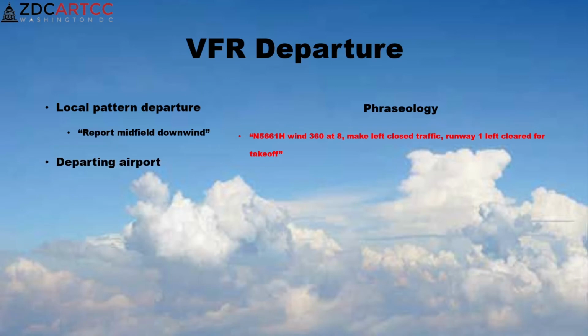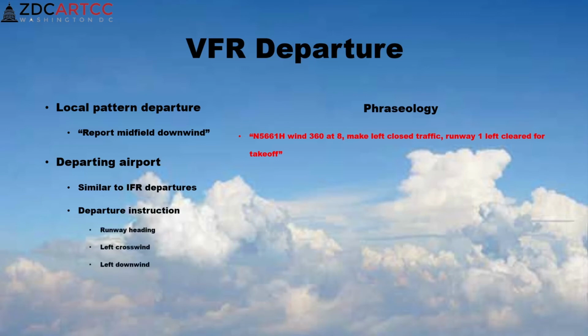If a VFR aircraft is departing the airport and not remaining in the pattern, the phraseology is very similar to IFR departure phraseology. However, you will need to give them a direction of departure. This is how a VFR aircraft will leave the tower's airspace. Some examples are runway heading, left crosswind, and left downwind departures. For example: November 5661 Hotel, wind 360 at 8, left crosswind departure approved, runway 1 left, clear for takeoff. This instructs the aircraft to depart the airspace on their crosswind leg.